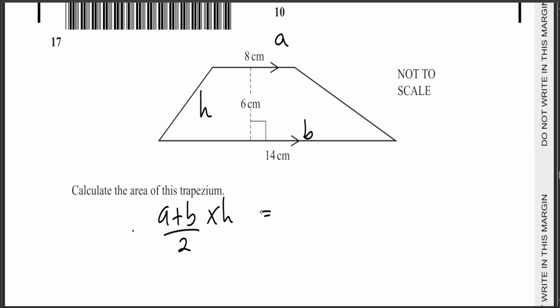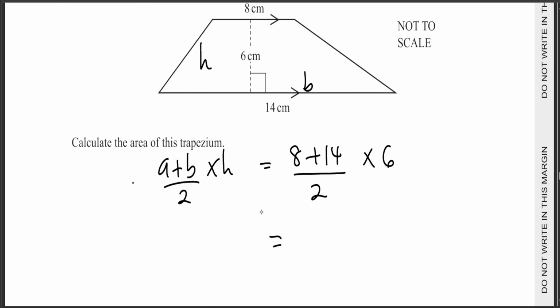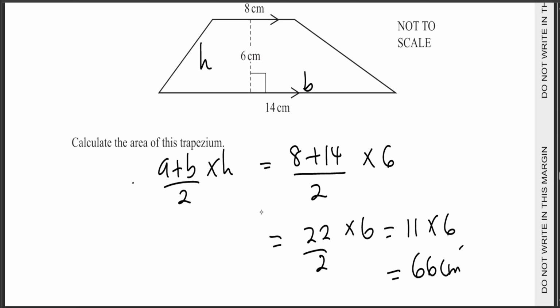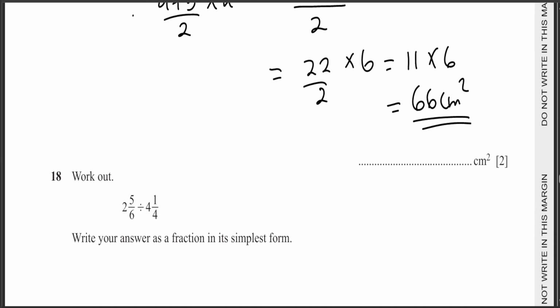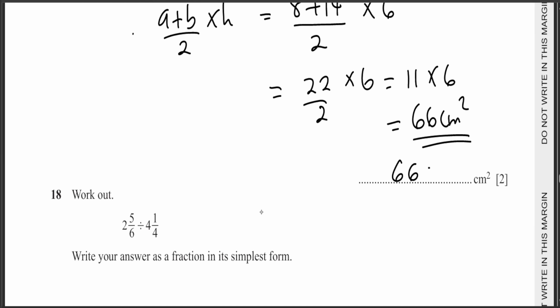So add a and b: you take 8 plus 14, divide by 2, then multiply by the height. 8 plus 14 is 22, divided by 2, times 6. 22 divided by 2 is 11. 11 times 6 is just 66 centimetre squared. That is your answer there.